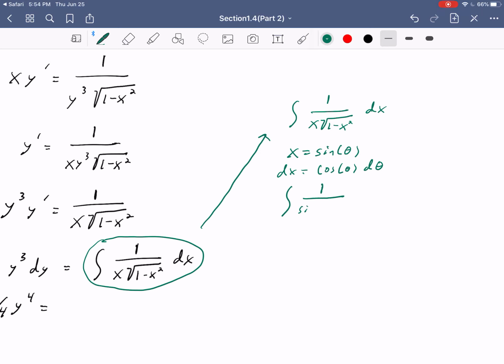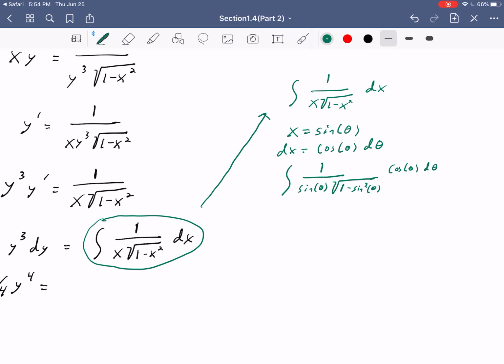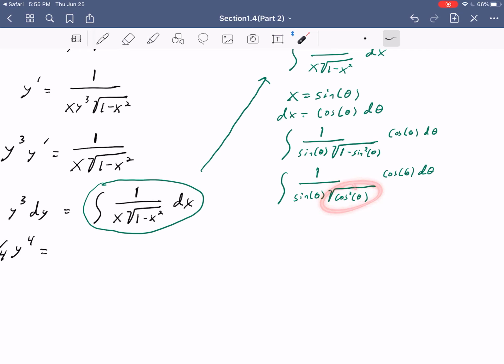We get 1 over sine theta, and then square root of 1 minus sine squared theta, and then the dx, of course, becomes cosine theta d theta. We can go a little bit further then. That's going to be 1 over sine theta. Of course, the whole point is that we get a Pythagorean identity here. 1 minus sine squared is cosine squared, so we get square root of cosine squared theta, and then we have our cosine theta d theta. The square root of that square is just going to become cosine theta, and those cosine thetas are going to strike out. So we have 1 over sine theta d theta.